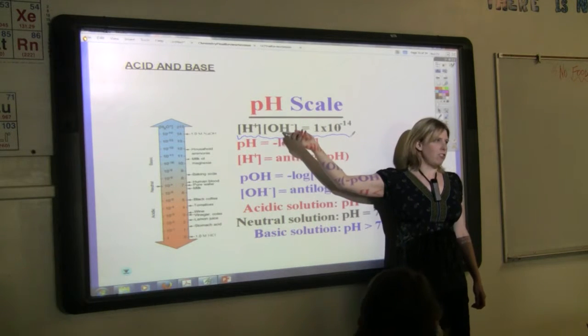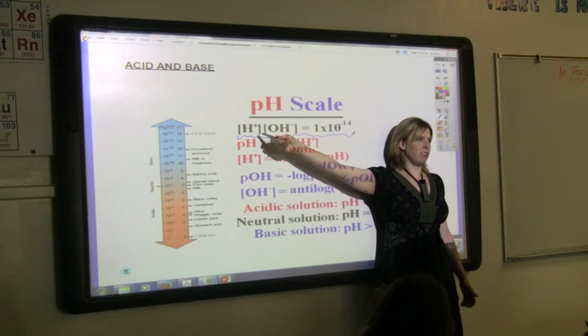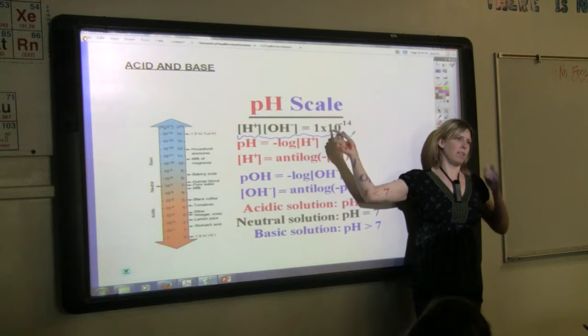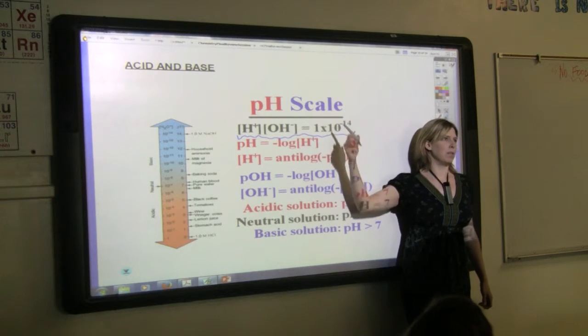I could give you the OH, and I could ask for the hydrogen concentration, or I can give you both of these and ask you what is Kw, but Kw is always going to be 1 times 10 to the negative 14.